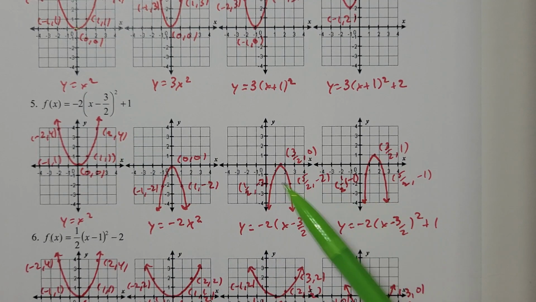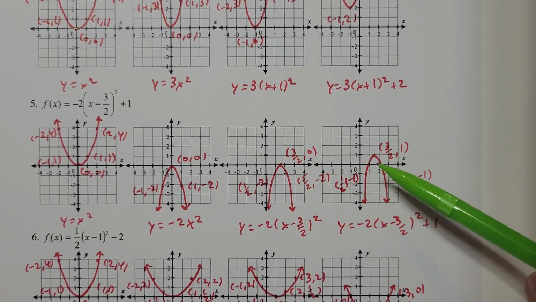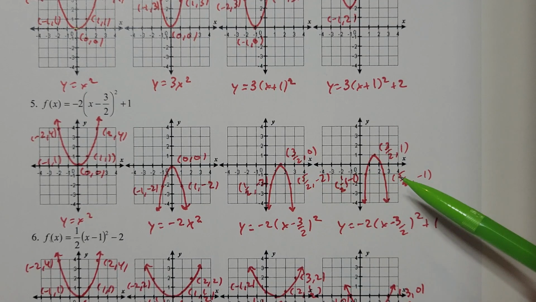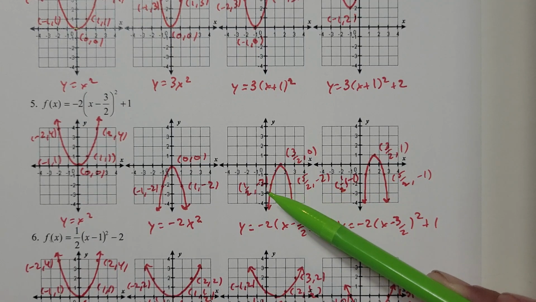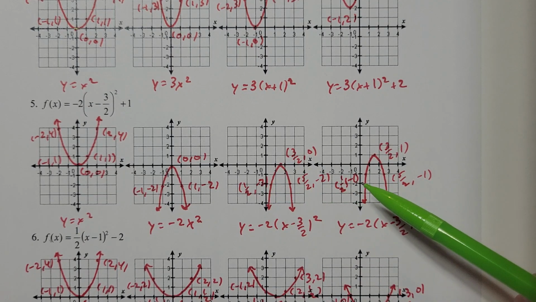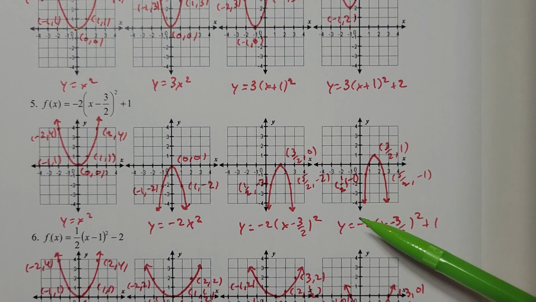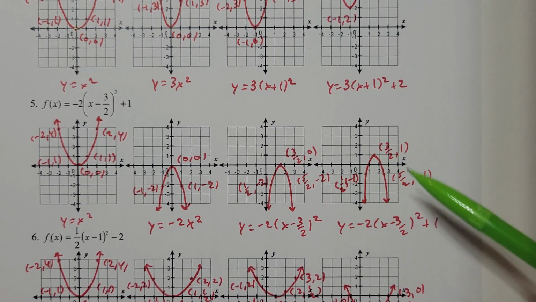Okay, the plus 1 means I'm going to have to shift graph 3 up 1 unit. Okay, so 3 halves, 0 is going to be at 3 halves, 1. 5 halves, negative 2 is going to be at 5 halves, negative 1. 1/2, negative 2 is going to be at 1/2, negative 1. Okay, and I draw in the parabola there. So this graph would be my answer.